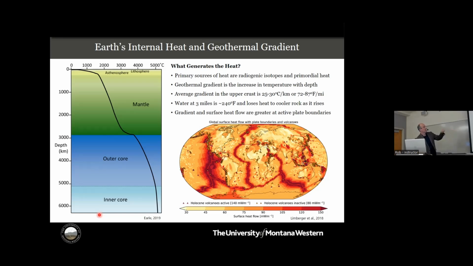When we look at a map of the gradient and the surface heat flow, so this map on the lower right is a map of the surface heat flow for the planet. What do you notice? You notice that the areas that are hottest, shown in red, are associated with the plate boundaries, right? You can see the plates by the heat flow, by the surface heat flow, especially the divergent plate boundaries, the places that are spreading and separating continents and making oceans. Everybody good? Okay.